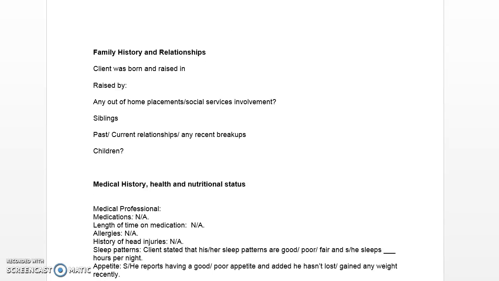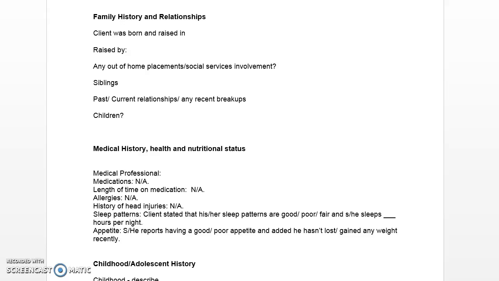Then you go to family history and relationships. This should all be in paragraph format as well. You'll want to keep the header, family history and relationships, and then you can remove the hints. So, client was born and raised in Wausau, Wisconsin, was raised by parents, Mary and Paul, you know, so you'll answer all of those questions in paragraph format. You'd want to list siblings, so if they have siblings, their first names and ages. If they're married or in a long-term relationship, you would want to indicate that. And then children as well, first names and ages.